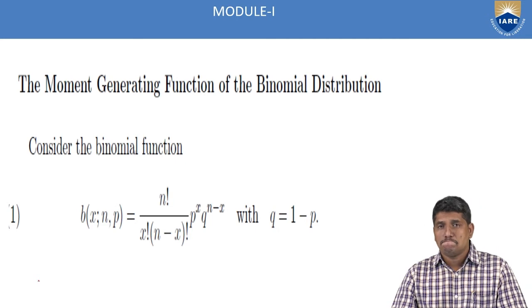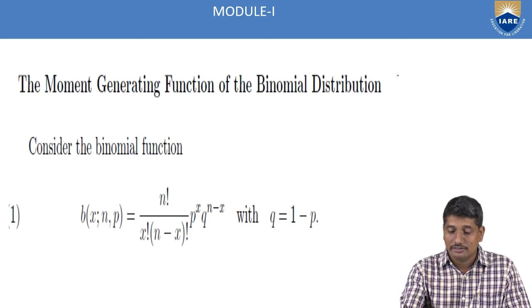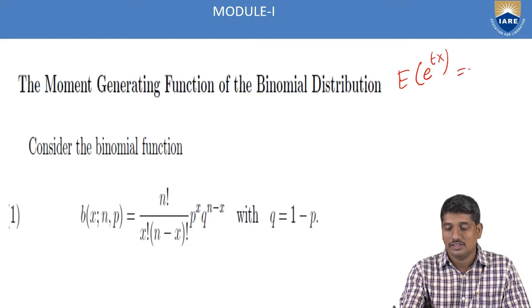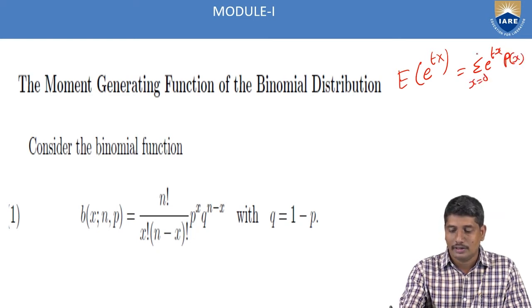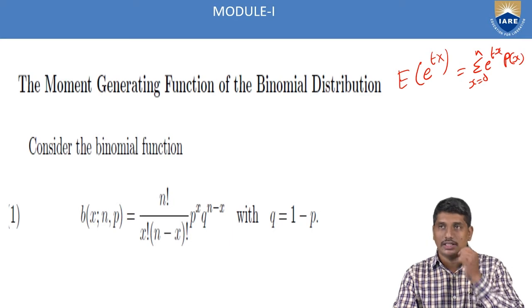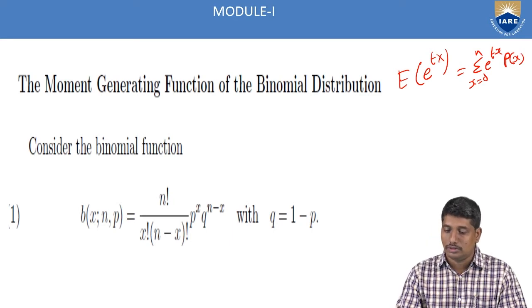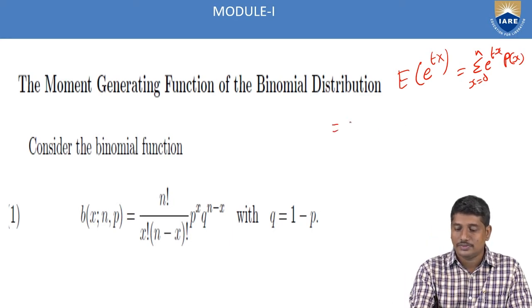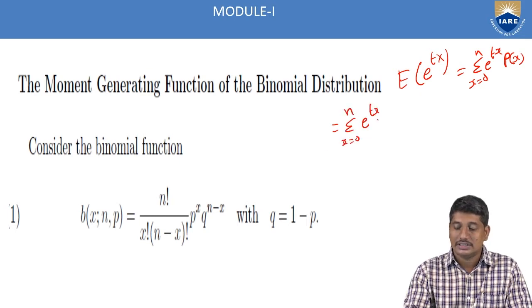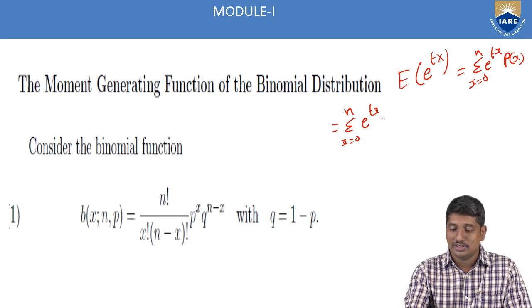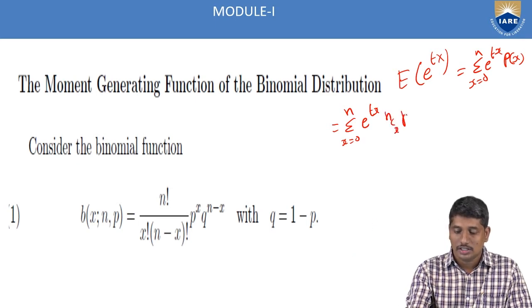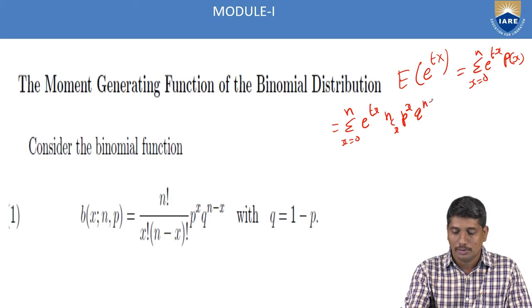Let us start with the definition: E[e^(tX)], which is nothing but the summation of e^(tx) p(x), where x is equal to 0 to n. Here there is a limited number of trials, and that is why we are writing x from 0 to n. Now let us substitute p(x), the binomial function, that is nCx p^x q^(n-x).